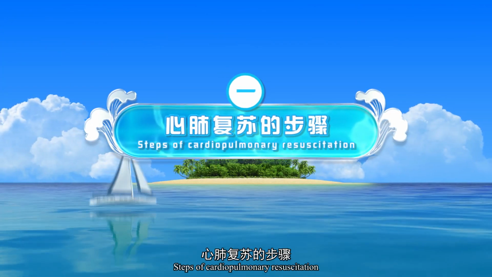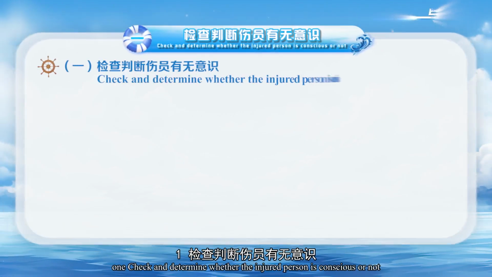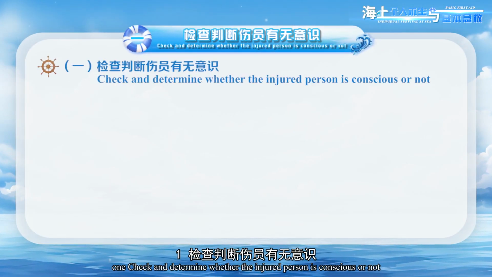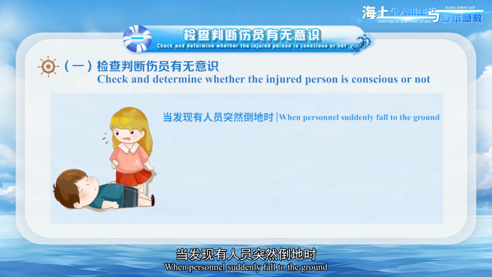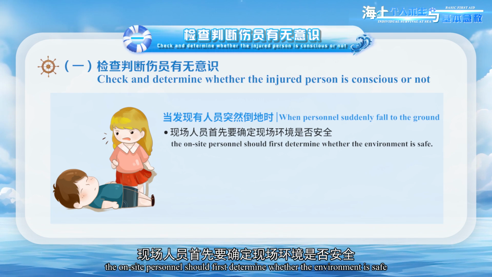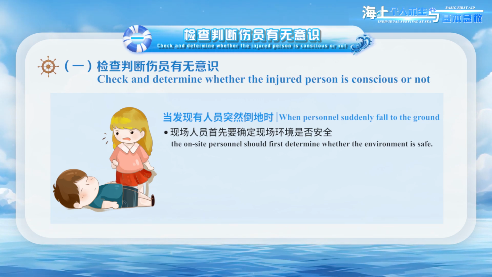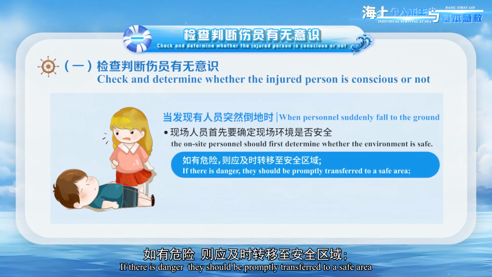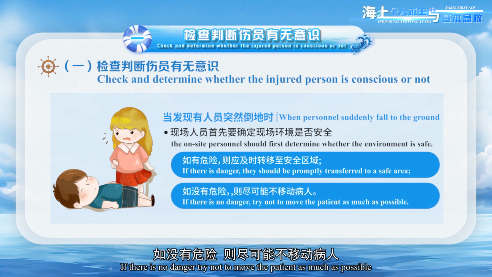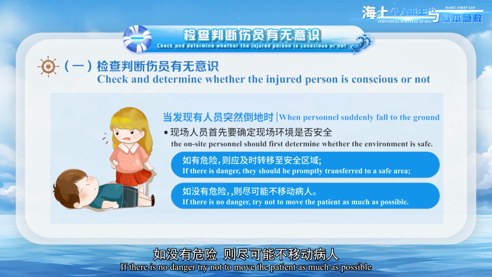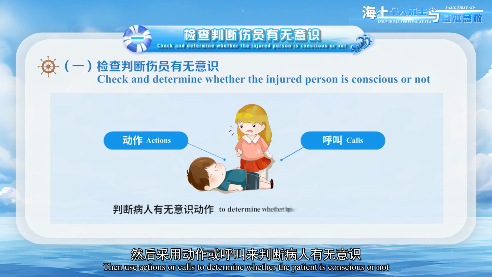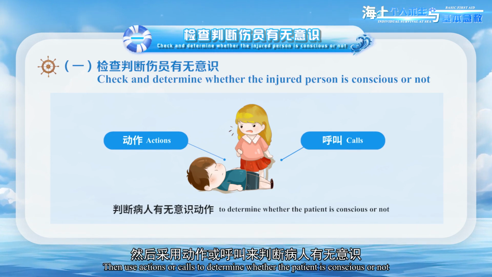Steps of cardiopulmonary resuscitation. 1. Check and determine whether the injured person is conscious or not. When personnel suddenly fall to the ground, the on-site personnel should first determine whether the environment is safe. If there is danger, they should be promptly transferred to a safe area. If there is no danger, try not to move the patient as much as possible. Then use actions or calls to determine whether the patient is conscious or not.